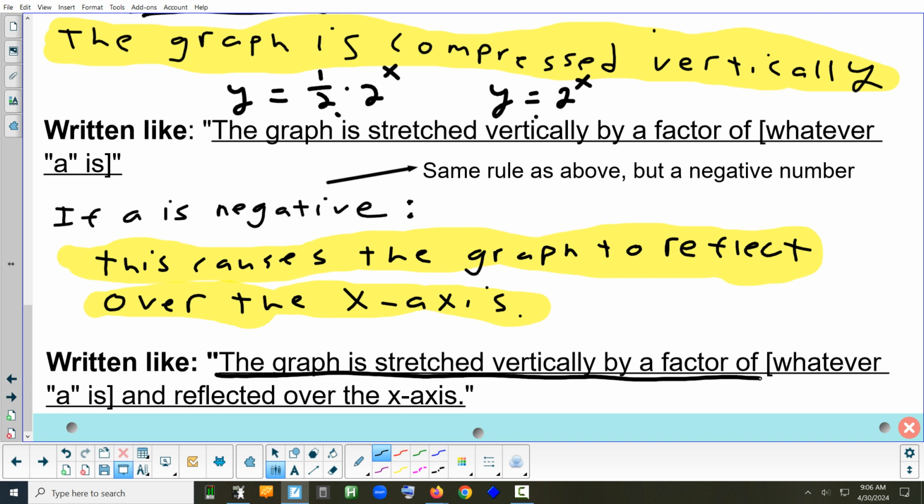But now you need to add the second part, which is what I highlighted in yellow. The negative causes the graph to reflect over the x-axis. So you need to add what's in yellow onto the end right there. And reflected over the x-axis. So no difference from yesterday at all. It's exactly the same thing.